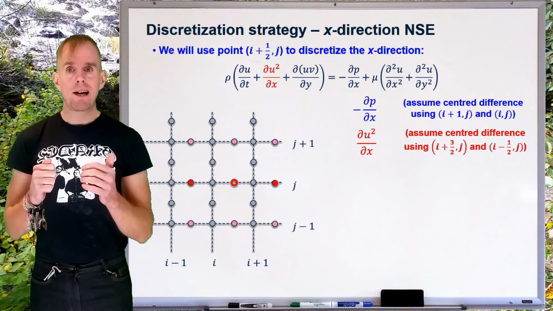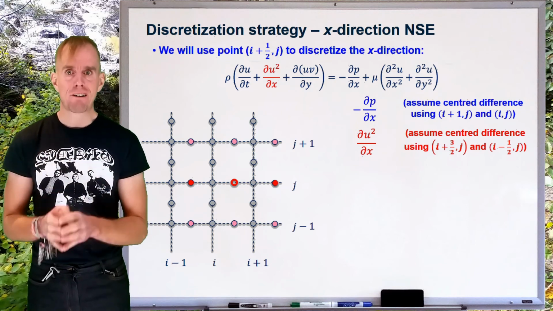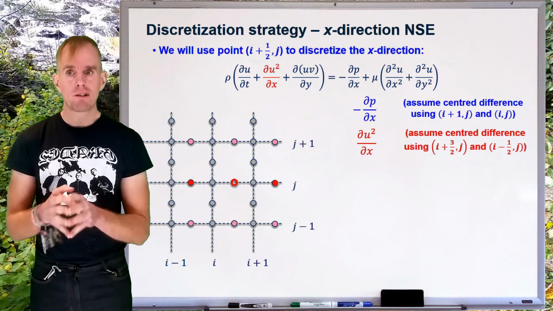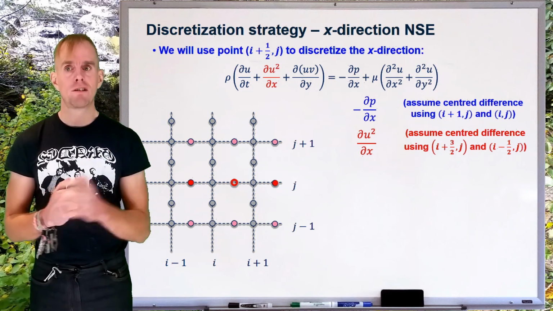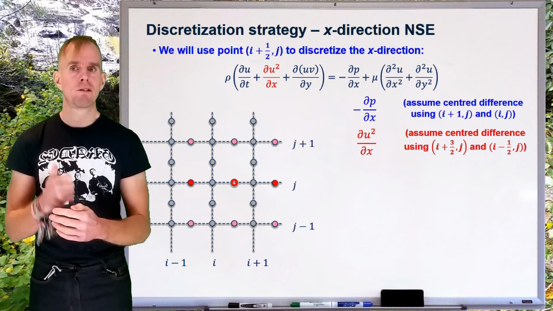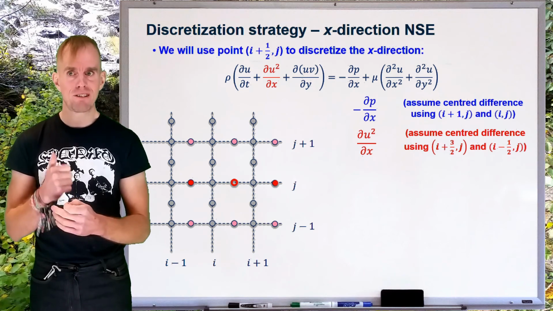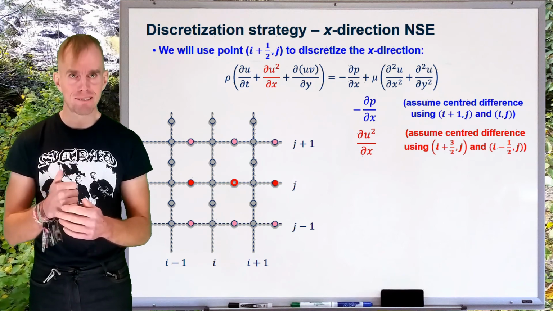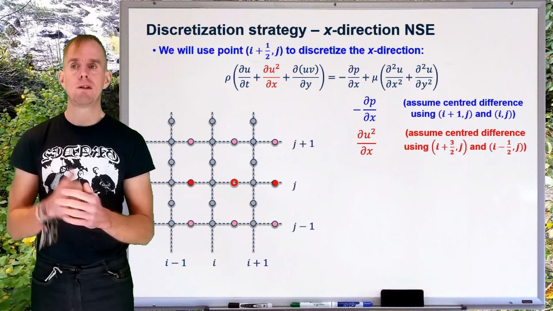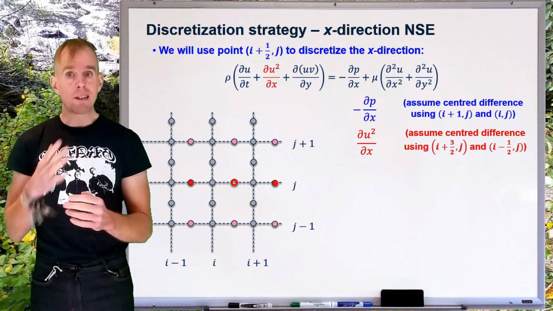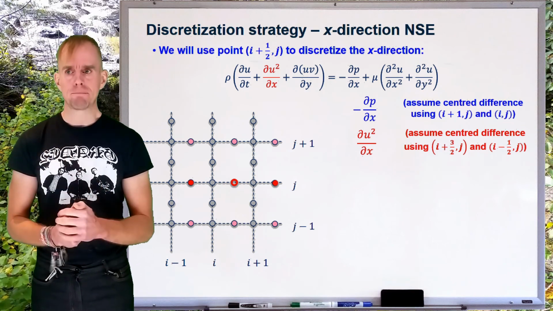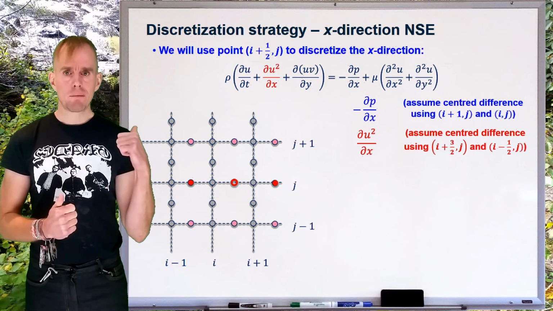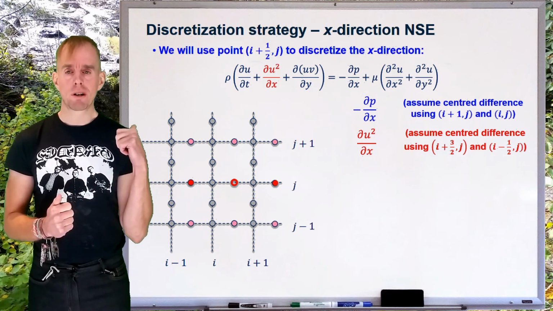However, that will not assist the clarity of this explanation, and so I'm going to be using centre differencing for illustrative purposes only. Please remember that. So with that caveat over, d by dx of u squared, I'm going to evaluate again at point i plus a half, j.